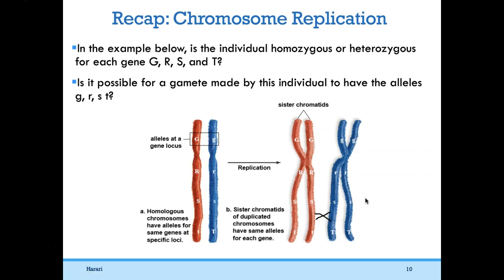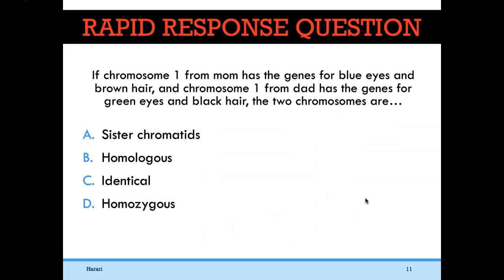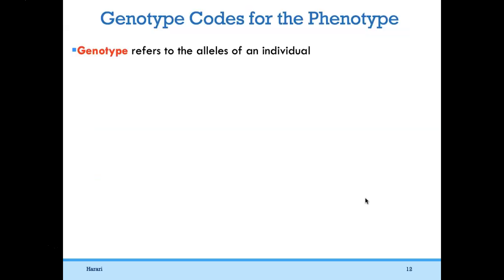So I hope that makes sense, right? That's crossing over, we mix and match alleles. So read this question and pause here. Right, so the answer is the 2 chromosomes are homologous because they have the same genes in the same location.